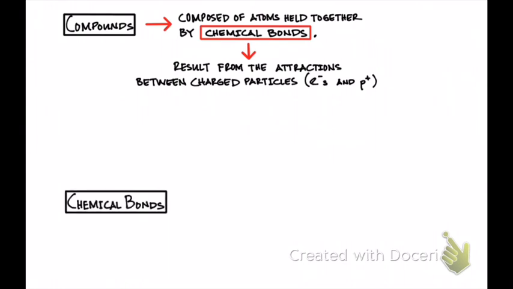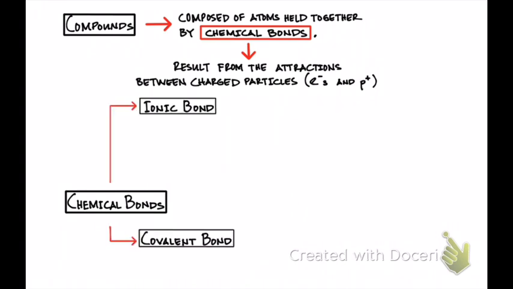So there are 2 types of chemical bonds. There's what they call ionic bond, and the other one is covalent bond. So make sure that you remember the difference between these 2 types of chemical bonds. There's actually a third one, but it's outside the scope of this lecture.